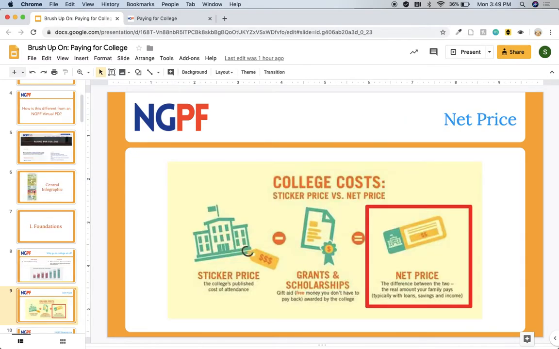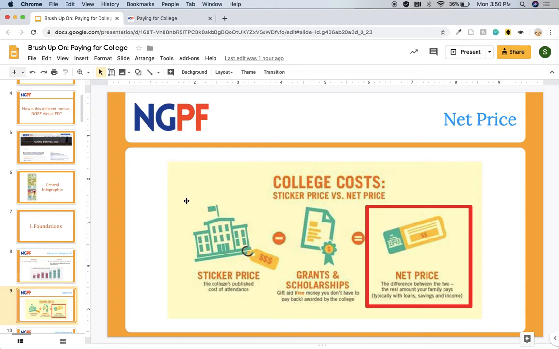Another key foundational topic within the Paying for College first lesson is net price. As many of you probably know, a lot of students go to the college of their choice and look up how much it costs to attend, and they see the sticker price, which is the college's published cost of attendance. Usually this is a lot higher than what the student is going to be paying, because it doesn't take into account the grants and scholarships that the student might be awarded in their financial aid award letter.